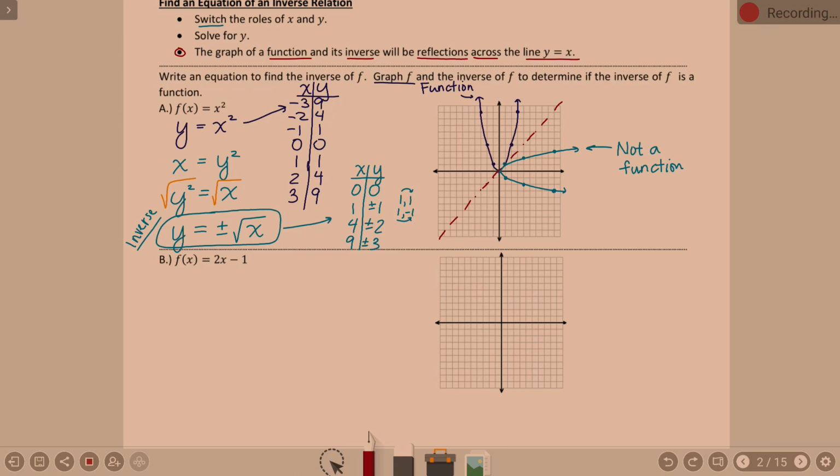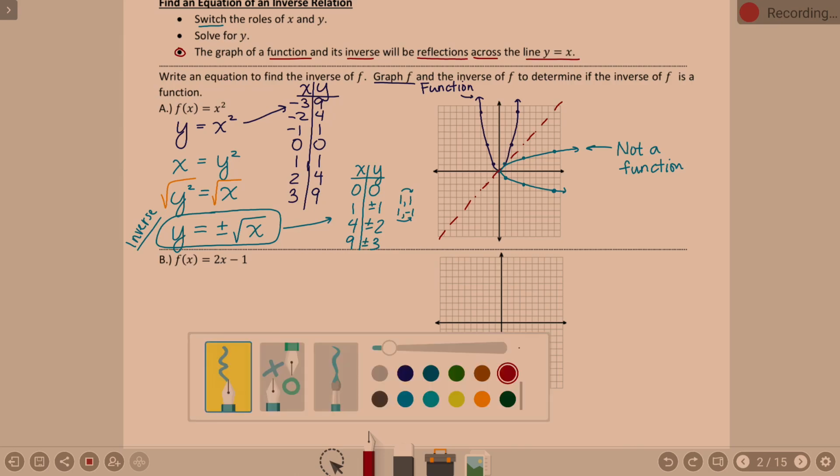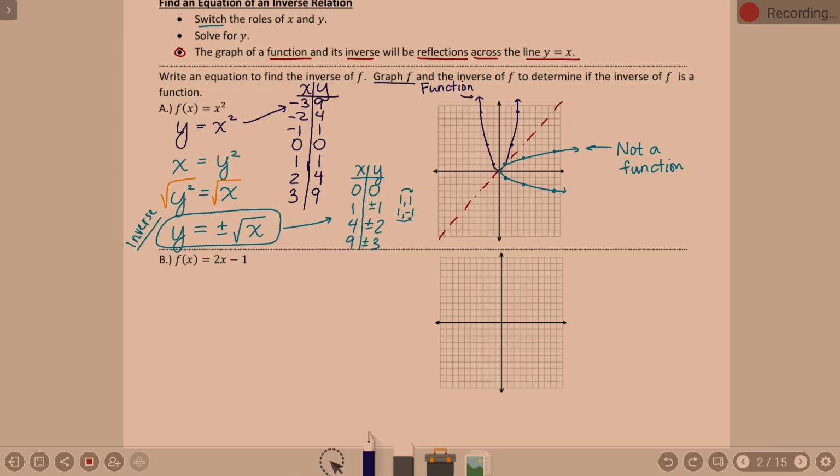Okay, let's try B. Practice what we just did. First of all, we've got to find the inverse. Well, what do we know about f of x? f of x is another name for y. So this is y equals 2x minus 1.